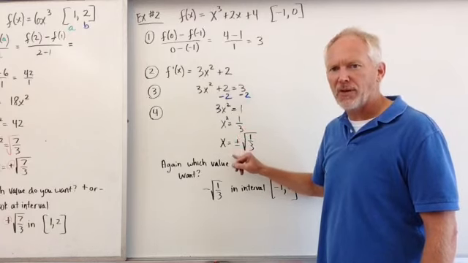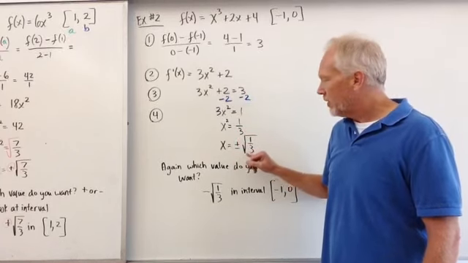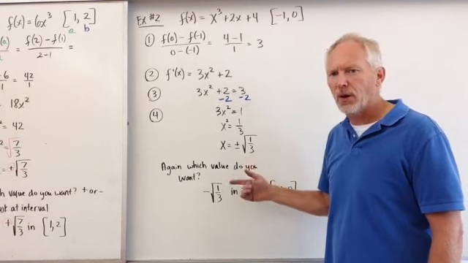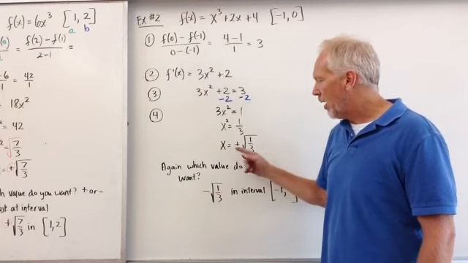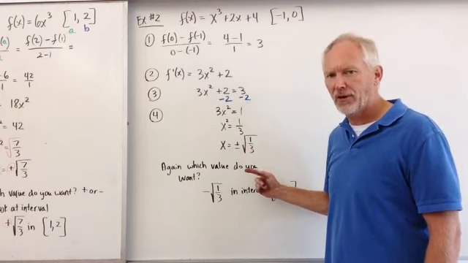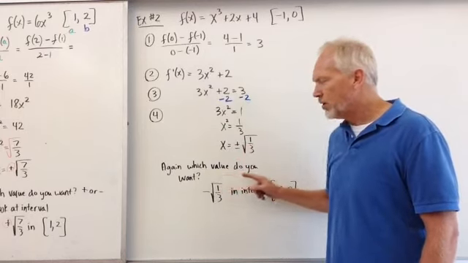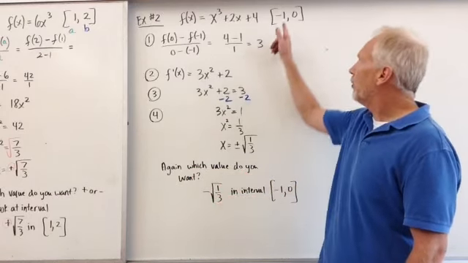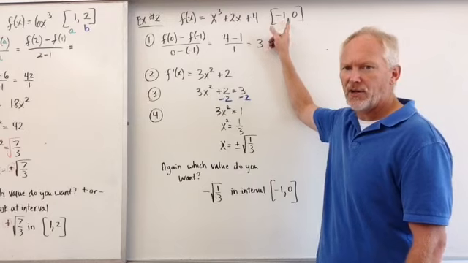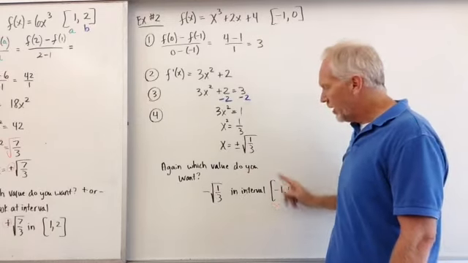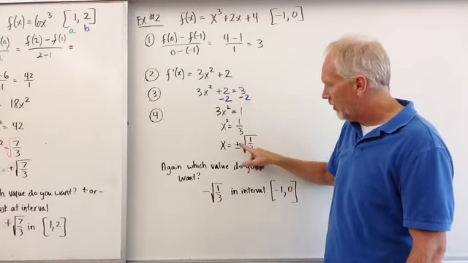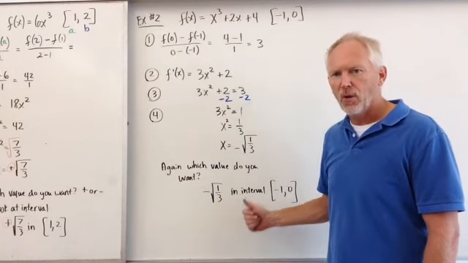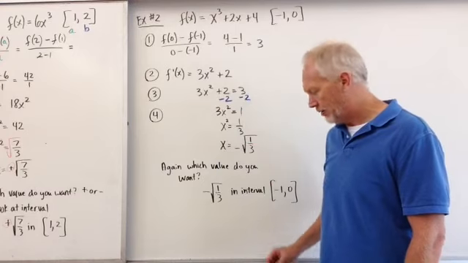And what we end up with is x is equal to the square root of 1 over 3. And now we have to determine, once again, do we want a positive value or a negative value? So again, which value do you want, the positive or the negative? Well, in our interval, they only want from negative 1 to 0. So what we're going to do is we will choose the negative value. So the positive goes away, and you're left with negative square root of 1 over 3 as your c value.